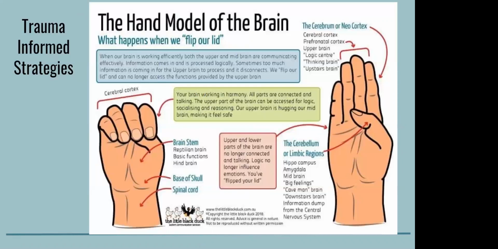The hand model of the brain is research that we could probably spend a whole webinar on. When you think about the student's brain and look at what happens when we flip our lid, understanding what's really going on helps us understand the behavior that we're seeing. If we can keep their brain working in harmony, before this happens, then we're not dealing with the bad feelings, and the amygdala is still staying under control.